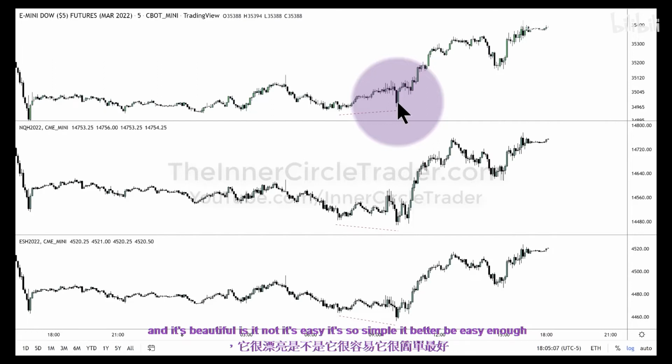And it's beautiful, is it not? It's easy. It's so simple. It better be easy enough for my daughter to do it. Because if you can't do this one, I don't have anything for her. But nonetheless, I want you to think about how this pattern confirms the accumulation of long positions.